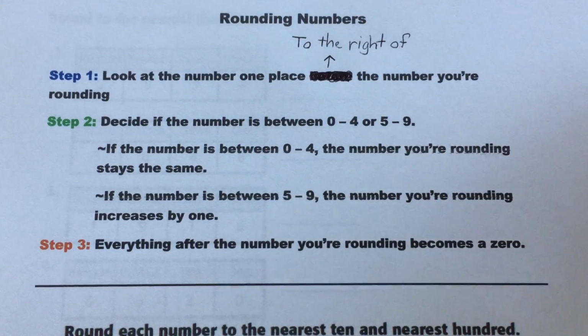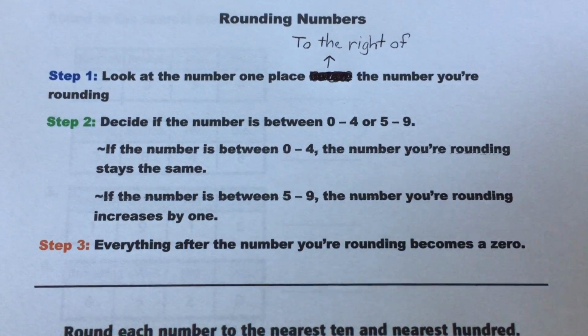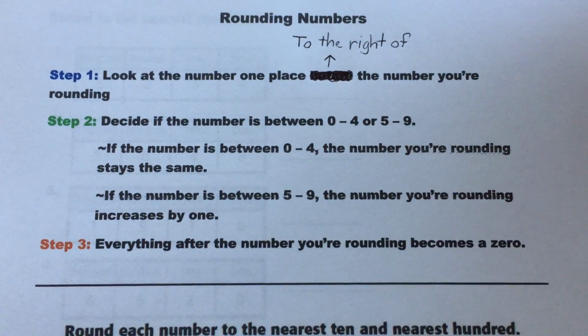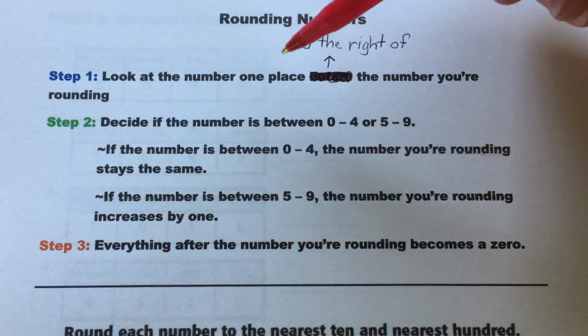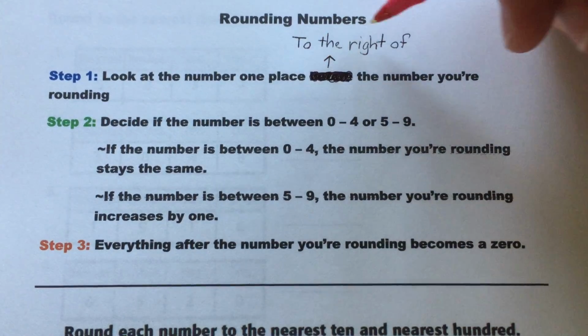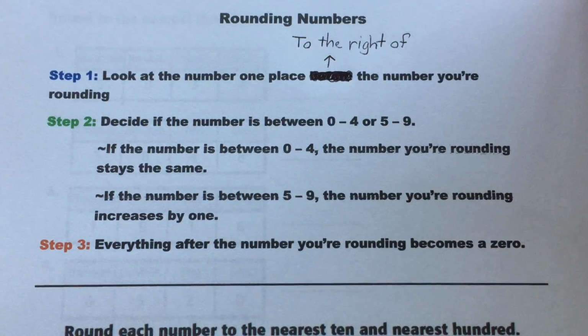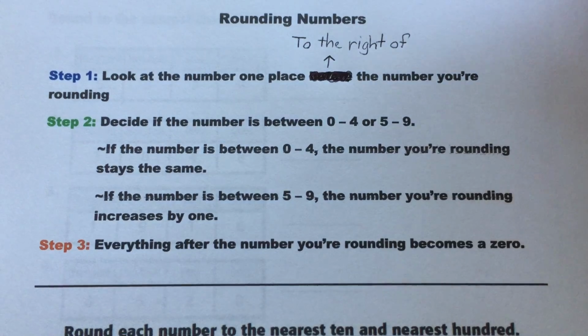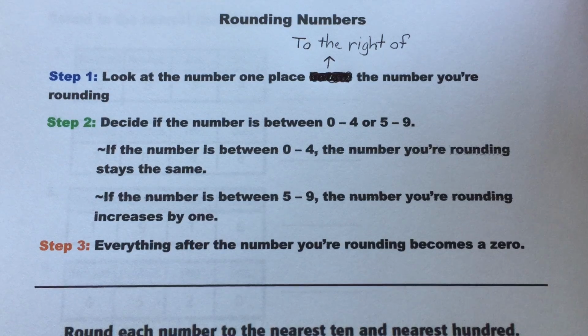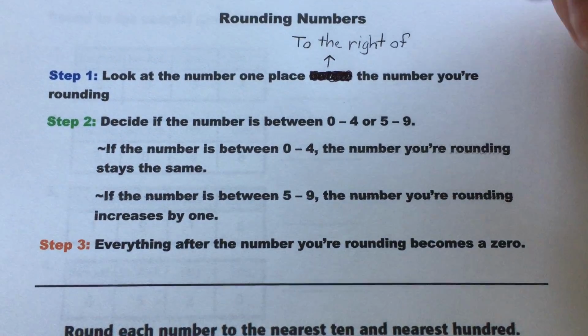So the first thing I want you to do, and I rewrote part of this because it gets a little confusing when you're using before and after, that kind of stuff. Where is that number? Step one, I want you to look at the number that is one place to the right of the number that you are rounding. If you're going to be rounding to the nearest 10, we're going to look at the tens place, but then we're going to look immediately to the right of that tens place, because the number to the right of that number is going to tell you what we are going to round to. So that is step one.